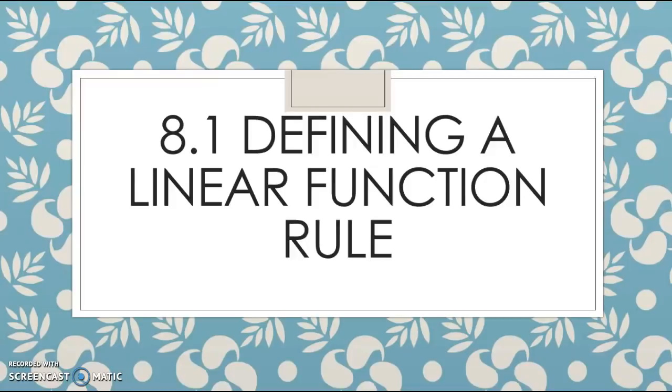Alright, so we're starting chapter 8. We have quite a bit of review in here, just looking at it from a different angle. If you remember chapter 5, that's information that will make this chapter easier. If you're struggling with chapter 5, feel free to come see me and we'll review and reteach, which we'll do during class as well. So 8.1 is defining a linear function rule.